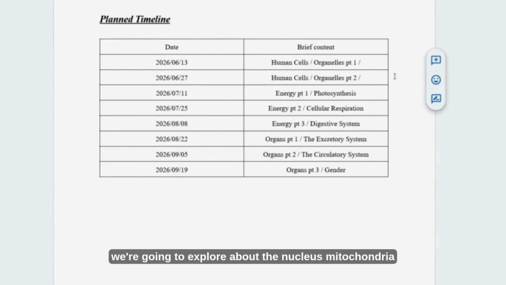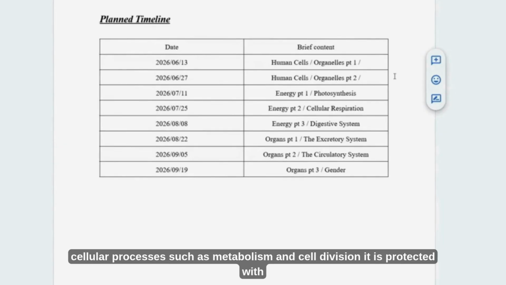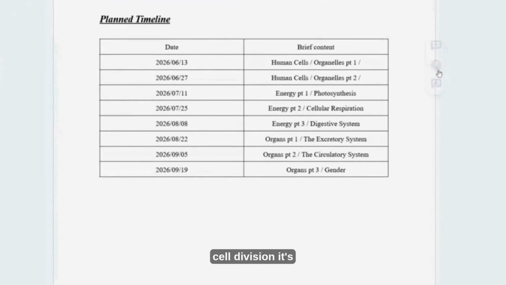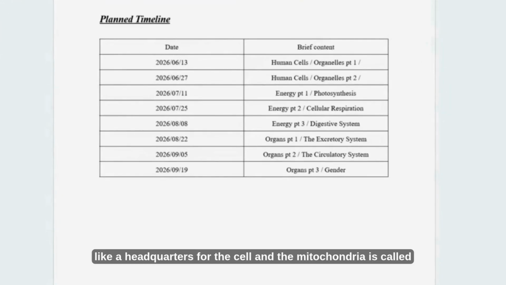We're going to explore the nucleus, mitochondria, cell membrane, and ribosome. Let's briefly go over them. The nucleus stores genetic material, for example, the DNA. It handles main cellular processes such as metabolism and cell division. It is protected with a double layer called the nuclear envelope so it can stay safe. The nucleus is important for the cell because it holds vital information for cell division. It's like a headquarters for the cell.